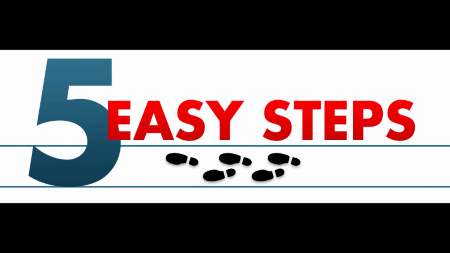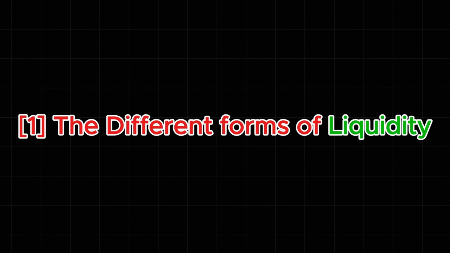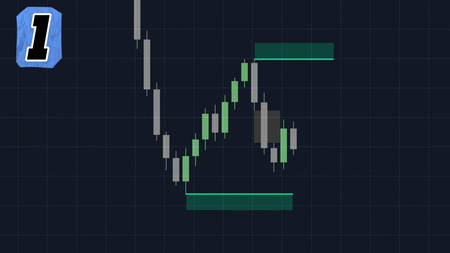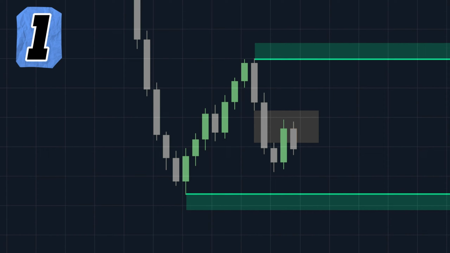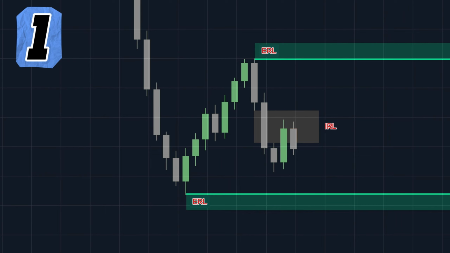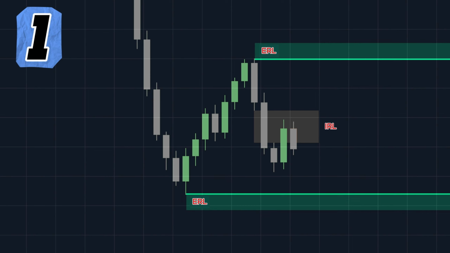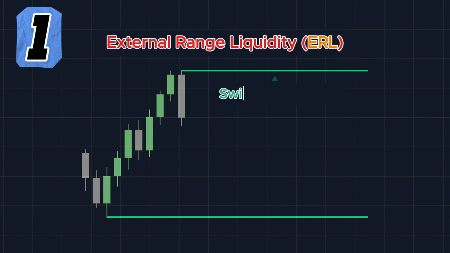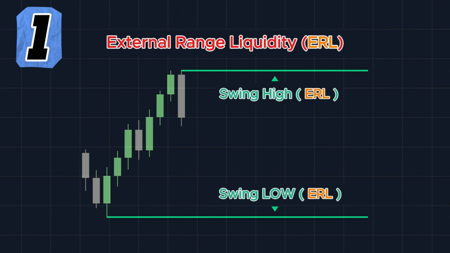So let's waste no time and start with step number 1, which is understanding the different forms of liquidity. Liquidity refers to areas on the chart that either contain a large quantity of unfilled orders or a large quantity of stop losses, and it presents itself in 2 different forms. When people typically talk about liquidity, they are usually referring to external range liquidity, which can be either a previous swing high or a previous swing low.